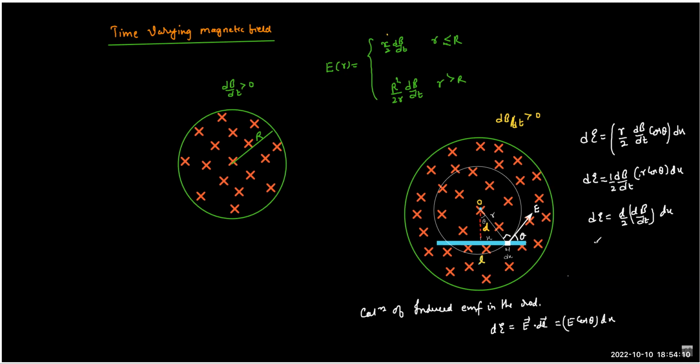And now to find the net induced EMF in the rod. So E across the rod we can write as d phi by 2, d by dt, and the dx integration will give you how much? The length L. So we can write it as L d by 2.